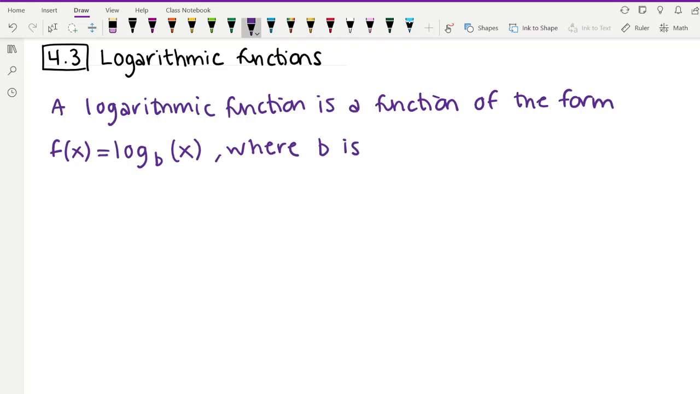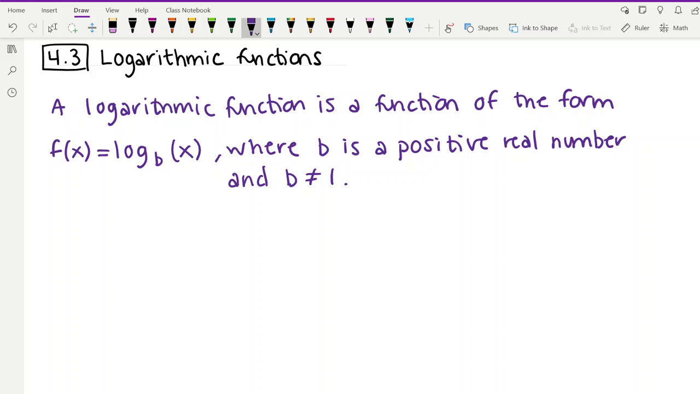That number b has to be a positive real number. So no negative numbers allowed for that number b, no zero allowed for that number b. And then additionally, that number b cannot be equal to 1. So you might remember that when we defined exponential functions, similarly, we said that the base of the exponential functions had to be positive, right? It couldn't be 0, it couldn't be negative, and then it also couldn't be 1. And so we'll see later on why we have that connection.